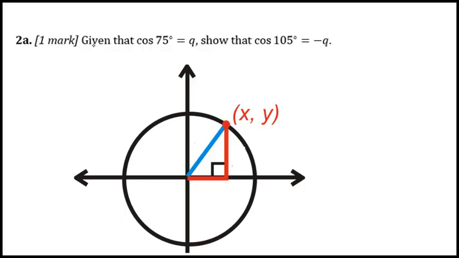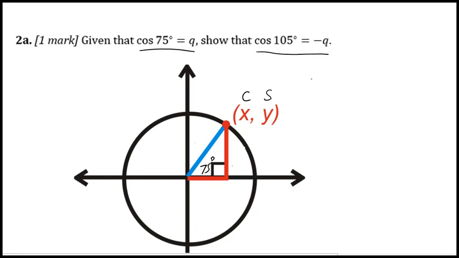Let's go to 2a. Given that cosine 75 degree equals q, show that cosine 105 degree equals negative q. Suppose this angle is 75 degree. Then we have a coordinate x, y on the unit circle. We know this is a cosine and here's a sine.